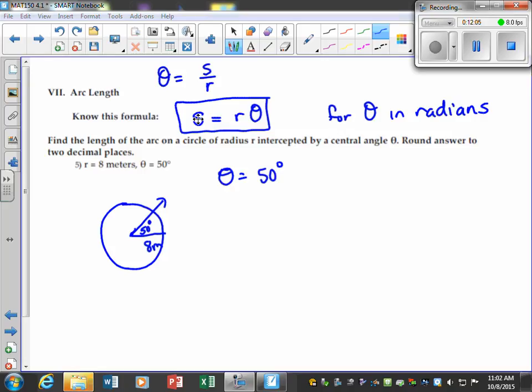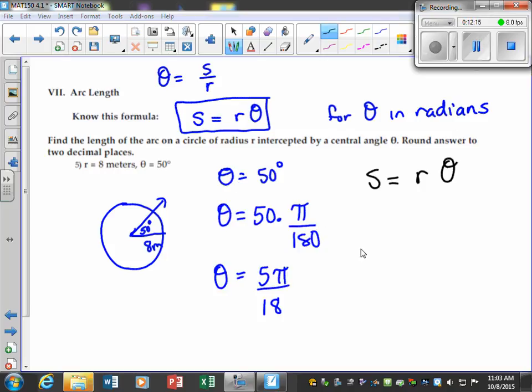Okay, we want to find S, but we know theta is in radians. So first of all, this is our given information in a picture. Theta is not in radians, so take a minute and convert it to radians. Okay, good. Multiply by pi over 180, and this is our radian measure that's equivalent to 50 degrees.